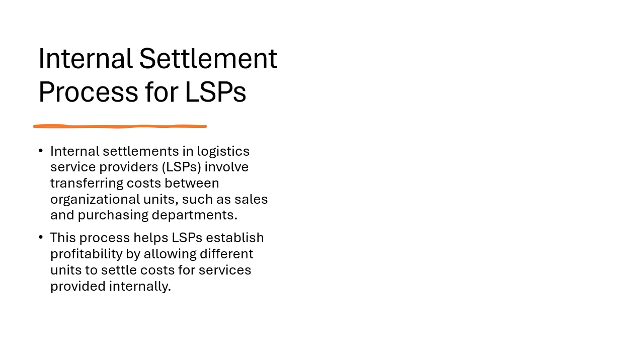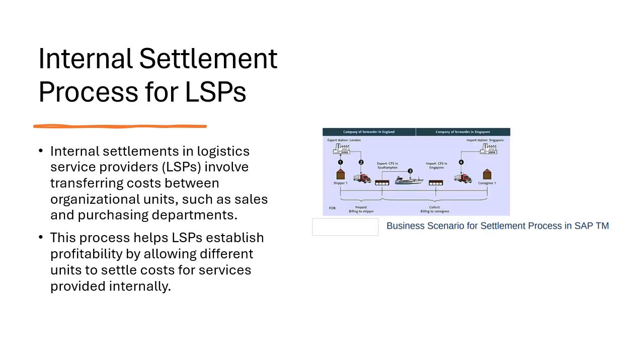So next is the internal settlement process for LSP. This involves settling costs between different business units within the same organization. This process also ensures that costs incurred via various hubs or departments are shared accurately across the company. This figure shows the business scenario for the settlement process in SAP TM, which also shows how different parties such as billers, shippers, and carriers are engaged in the settlement and billing process.